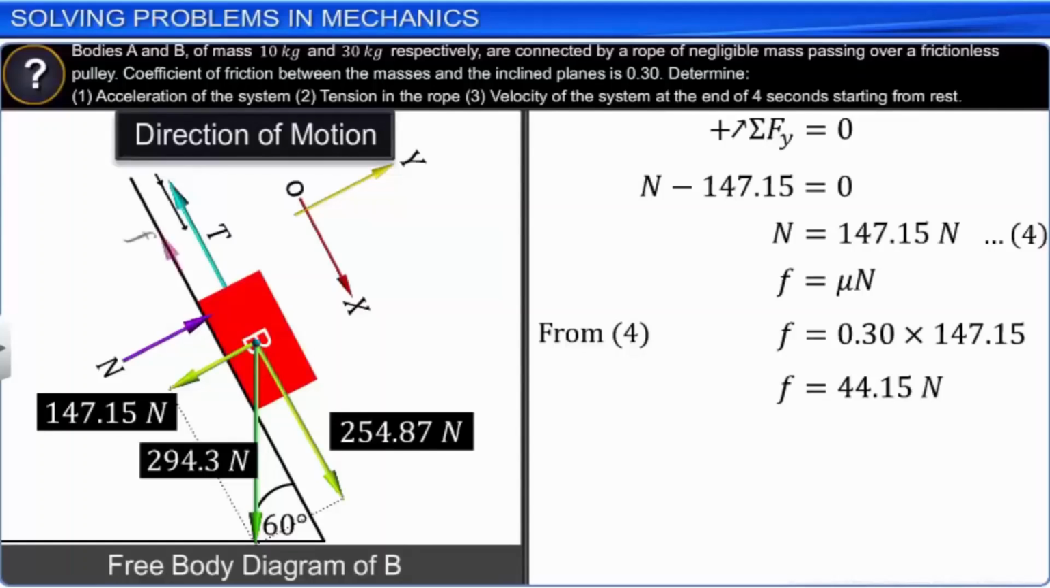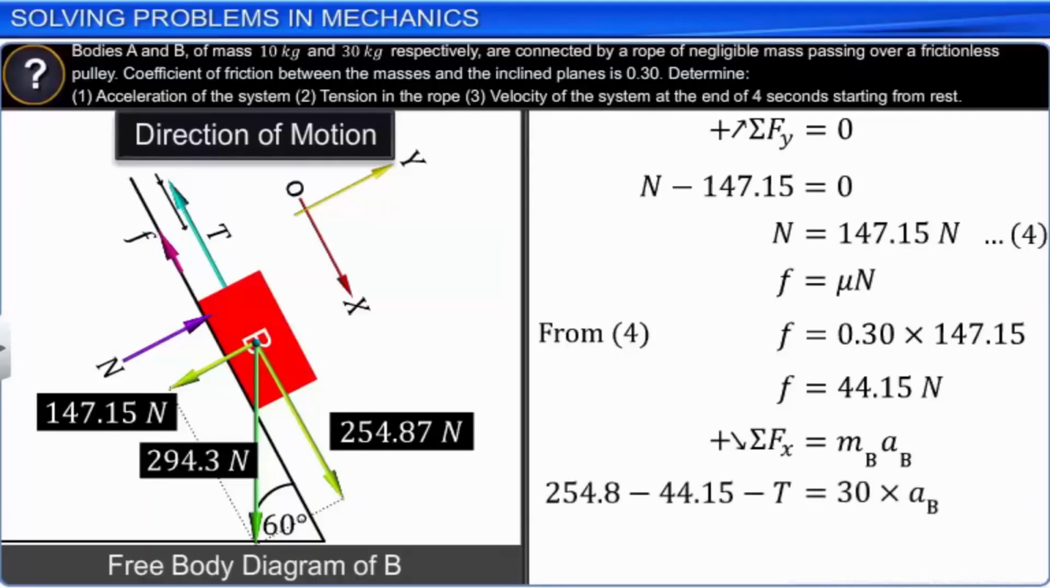As the body B is moving down the plane, we take the inclined plane's downward direction as positive. Applying Newton's second law of motion, the net force along x direction is the product of the mass of the body B and its acceleration. Substituting values and solving, we get equation 5 as 210.65 minus T is equal to 30 times the acceleration of B.